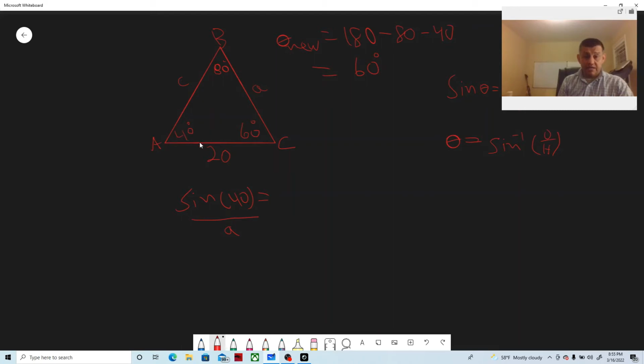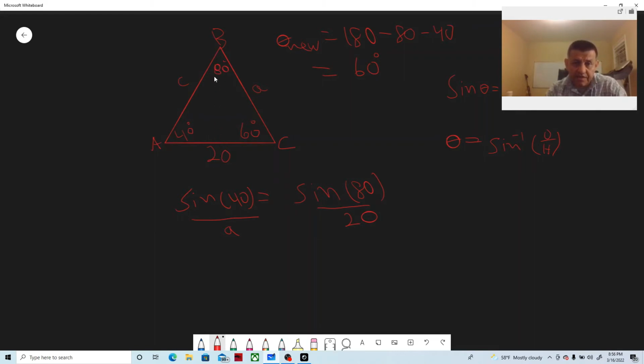What a 40, which I am already using, and in this case 20 and 80. I am trying to find A, so I'm going to use sine of 80 over 20. Why? Because 20 is the opposite of this angle.